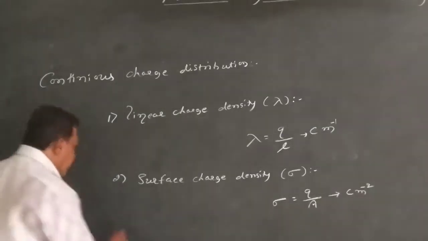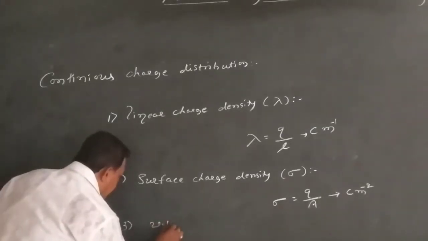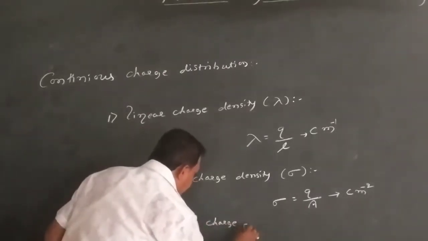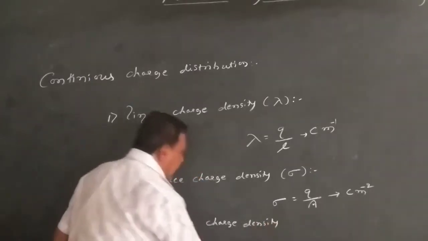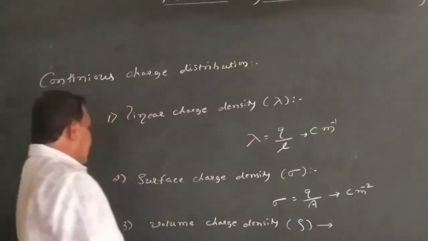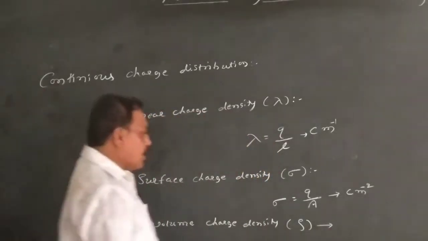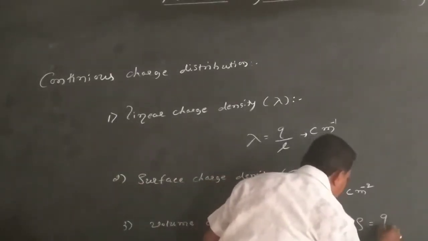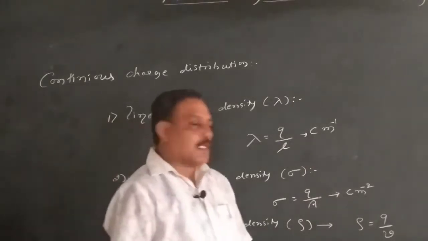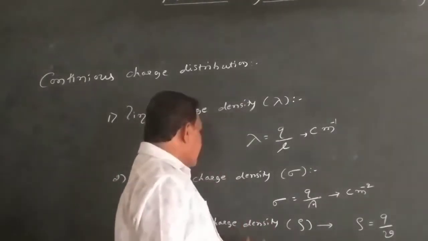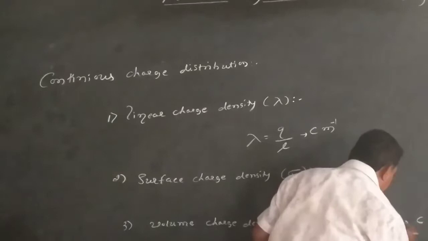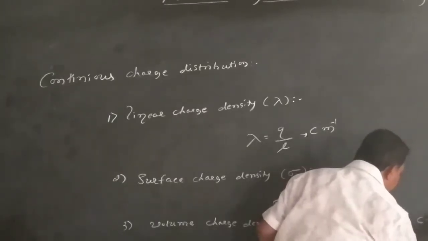If I come across the third one, volume density, charge density, volume charge density, that is represented by rho. Then how is it going to be defined? The volume charge density is defined as charge per unit volume. If the charges are distributed throughout the volume of the conductor, then we take the volume charge density, that is rho equals charge per unit volume. Its SI unit is charge, volume is nothing but coulomb, coulomb per meter cube.